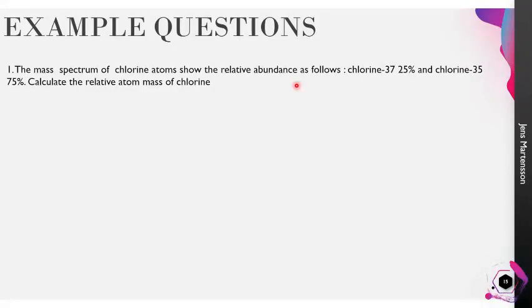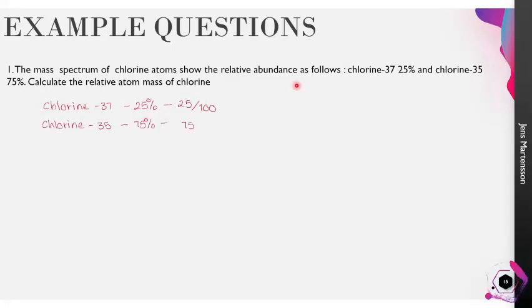Our first step is to list off what we have. We have chlorine 37 listed as 25%, and we have chlorine 35, and that is listed as 75%. So what we're going to do is put our percentages as a number out of 100. So this will be 25 divided by 100, a fraction, and 75 on 100.